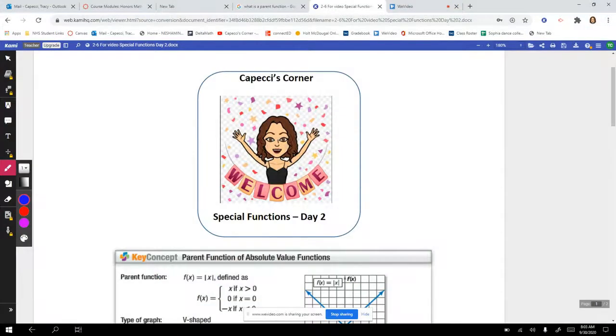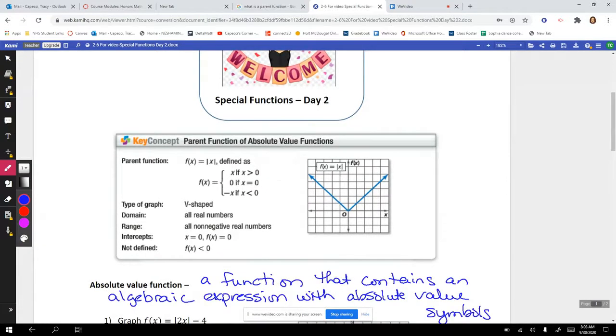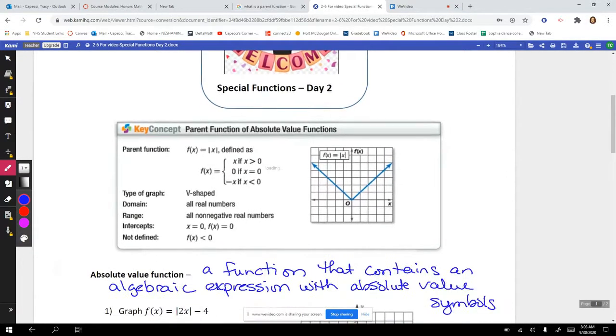Reggie's Corner, we're going to look at special functions. This is our second day of this topic. So we're going to look a little bit at parent functions. In our next lesson, we're going to do more on parent functions, but we're going to talk about absolute value functions. Now, a parent function is the simplest form of a family of functions, so it kind of preserves the shape of the entire family.